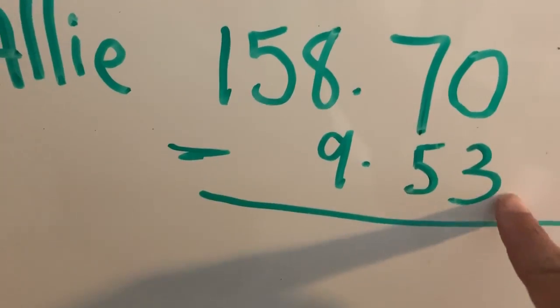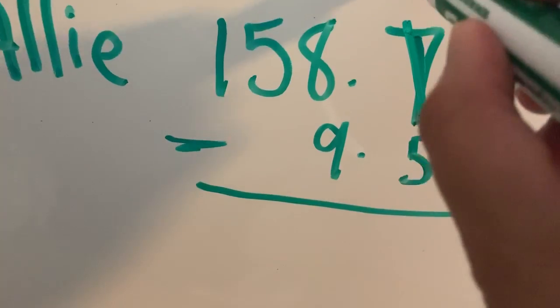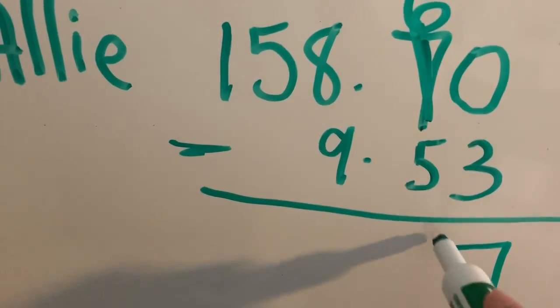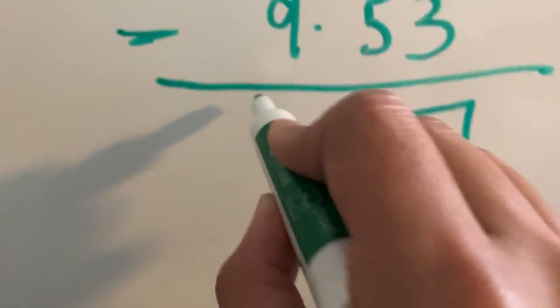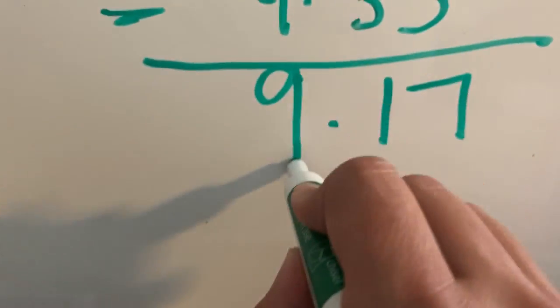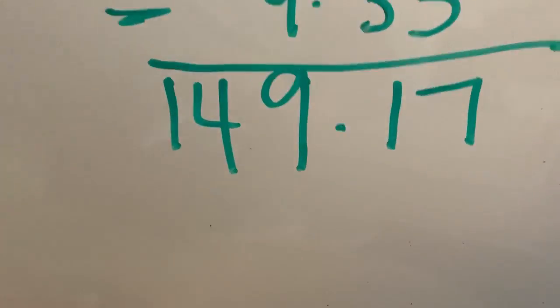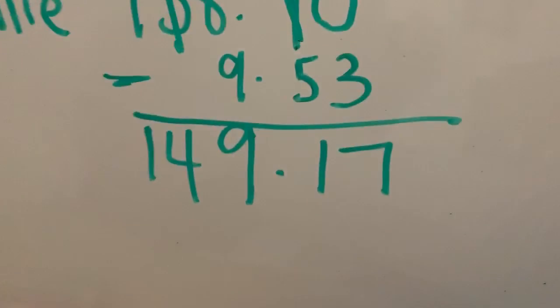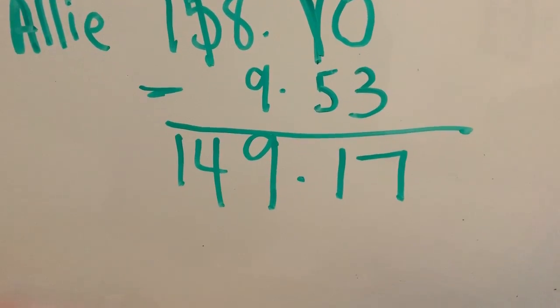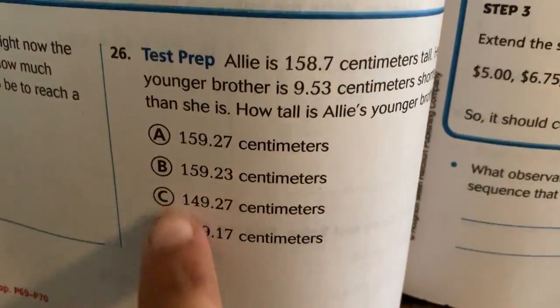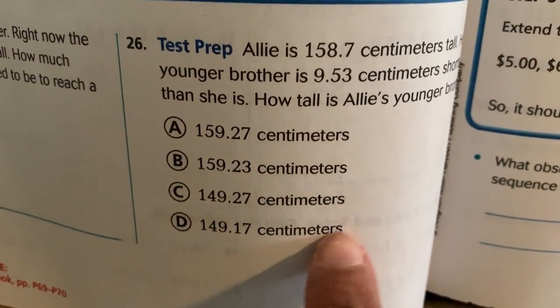You cannot subtract 3 from 0, so you're going to have to borrow 1. And this is how you are going to end up with 17 over here. And then you cannot subtract 9 from 8, so you're going to have to borrow 1, 18. So your answer is going to be 149 and 17/100, which would have been answer D on the book where I just showed you. I'm having trouble showing you. So this here, your answer should have been D if that's what you did.